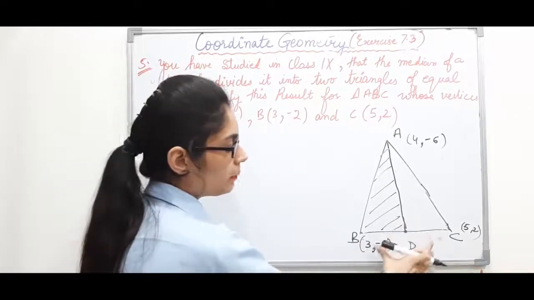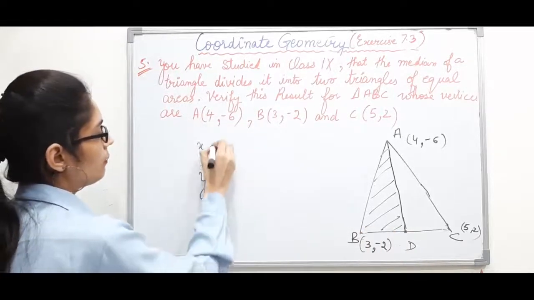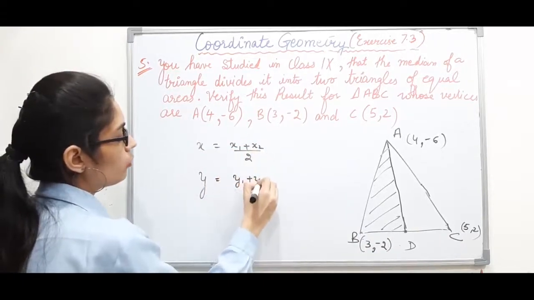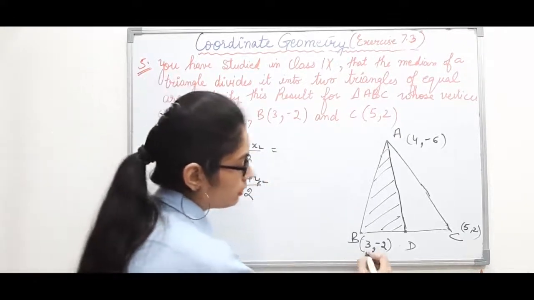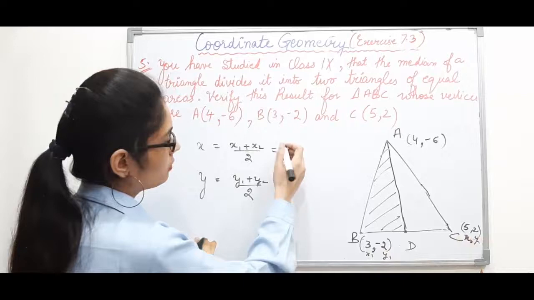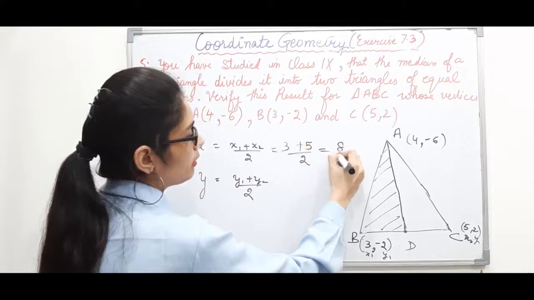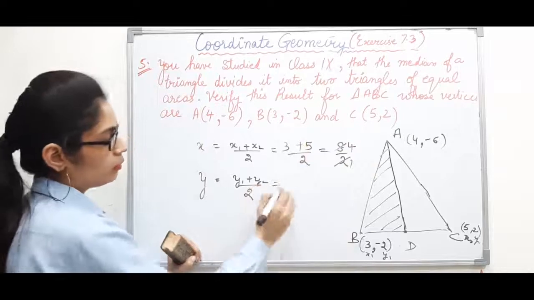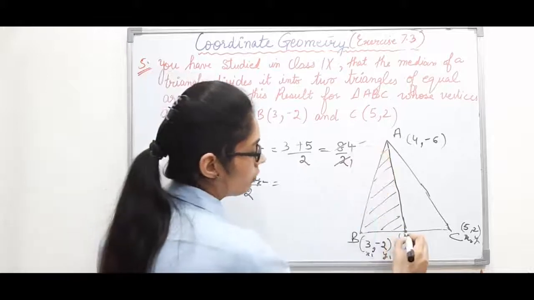If D is the midpoint of line BC, then you can find the coordinates of D by applying this formula: (x1 plus x2) upon 2, (y1 plus y2) upon 2. So section formula we are applying here, with x1, y1 and x2, y2. We can put the values. x1 is 3 and x2 is 5, upon 2. 3 plus 5 is 8 upon 2, which is 4. So we have found the x coordinate of point D, which is 4.